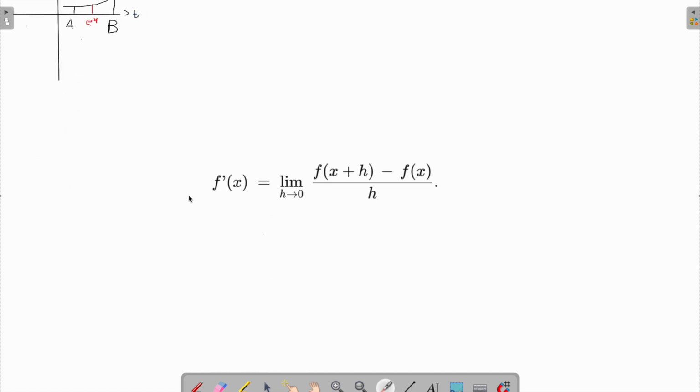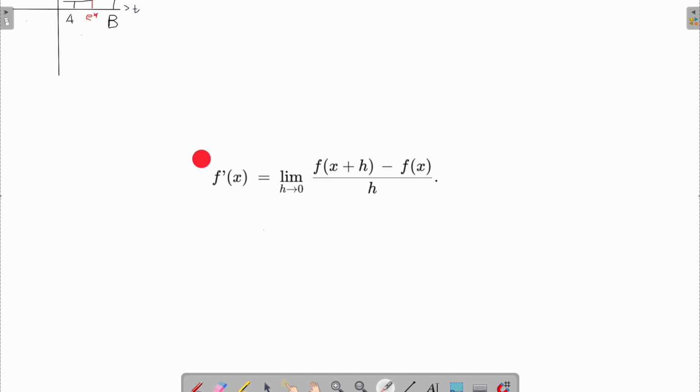So this is the mathematical formula for differentiation. f dash of x is equal to the limit as h goes towards zero of f of x plus h minus f of x, all over h.